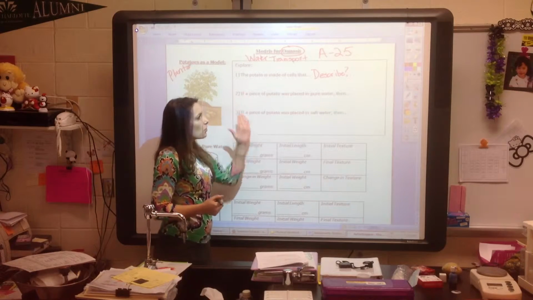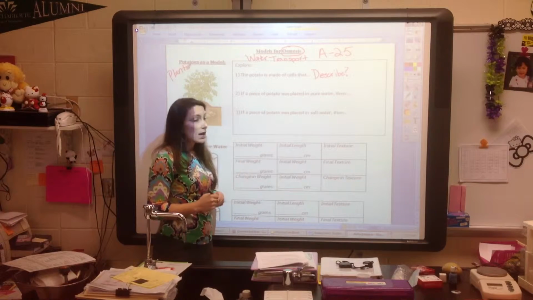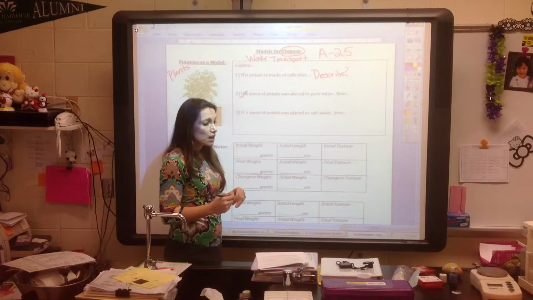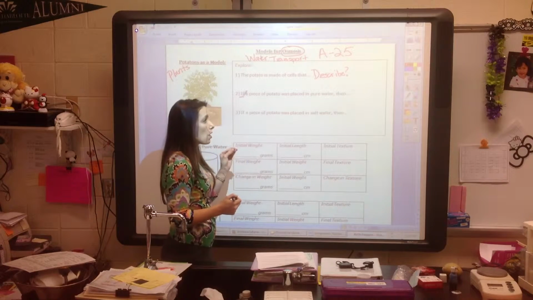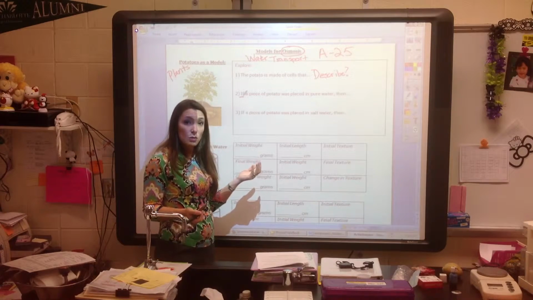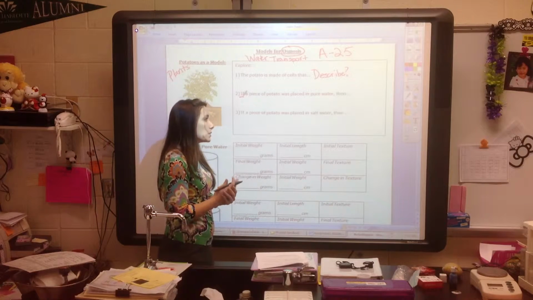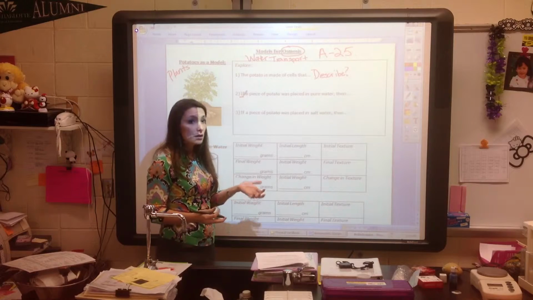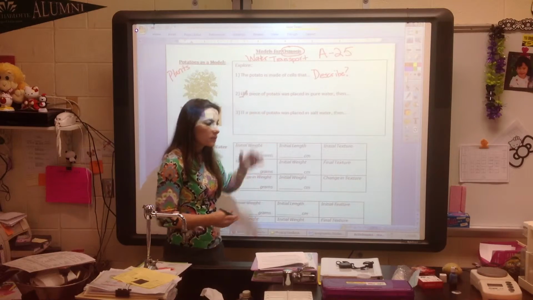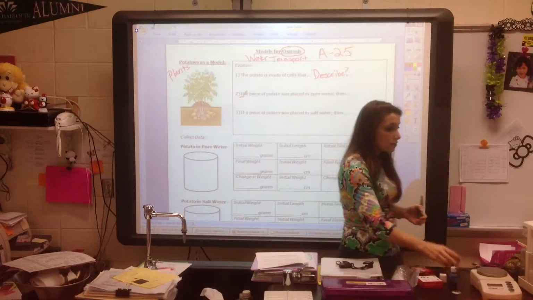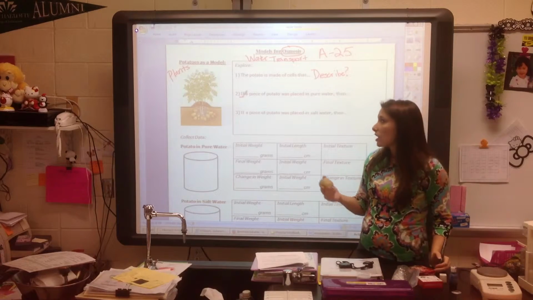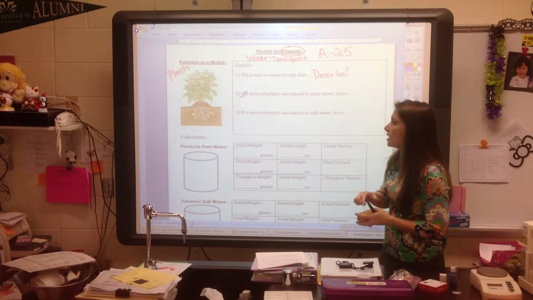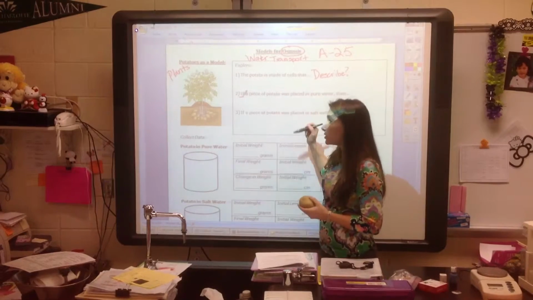And here are two hypotheses that I want you to answer. Notice they start with if. If a piece of potato is placed in pure water, then what do you think will happen? And if a piece of potato is placed in salt water, then what do you think will happen? We're going to see, is there any difference between putting a piece of potato in pure or 100% water and putting a piece of potato into salt water? And so that's what you're actually going to do.